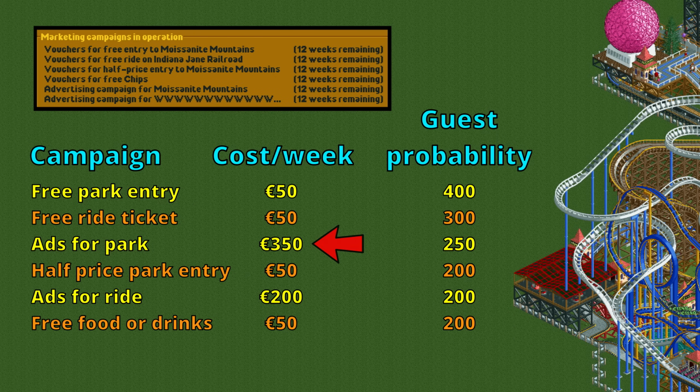For example, the most expensive ad campaign, which is the general park advertisement, is not the strongest. The free park entry campaign generates almost twice as many guests, and the free ride ticket campaign is also stronger. Their cheapness doesn't tell the full story though. Since they make things free, they get you less money per guest than the other campaigns. They are absolutely fantastic if all you need is as many extra guests as quickly as possible though.